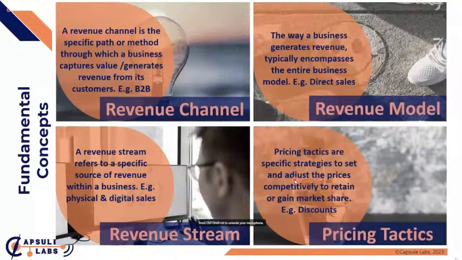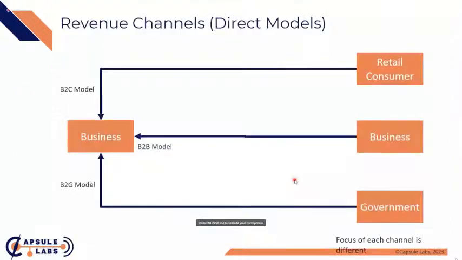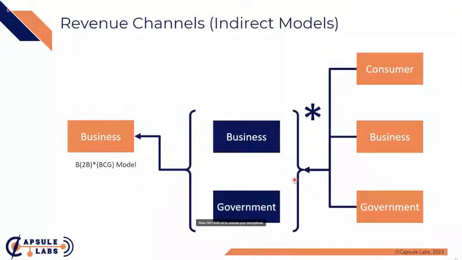And this revenue channels, right? What happens is in many cases, you have direct models where you can reach your end customer directly, right? Your end customer could be an end consumer, it could be a business, or it could be the government, right? Or you could have indirect models of business where you are going through several intermediaries. You are selling to somebody who in turn is selling to somebody else, who in turn is selling to somebody else, and that is what I've indicated using the star over here, right?